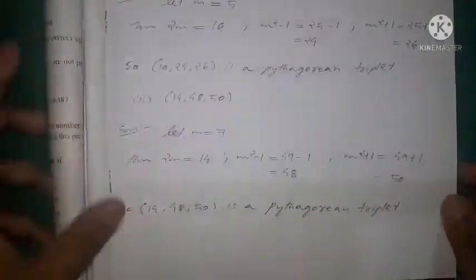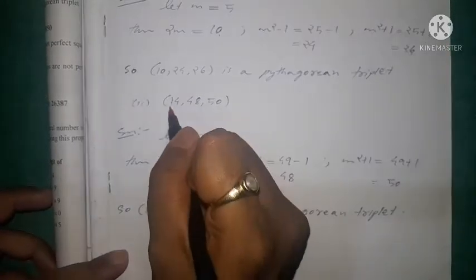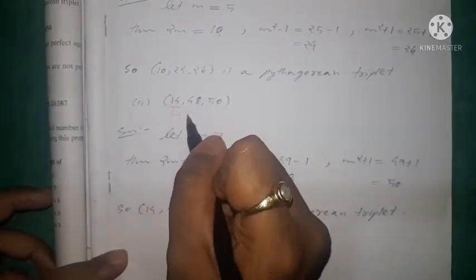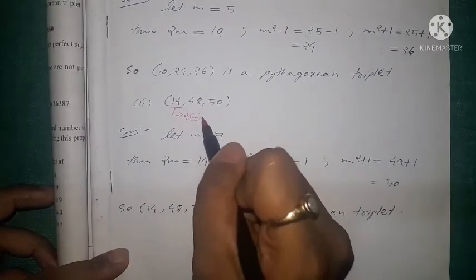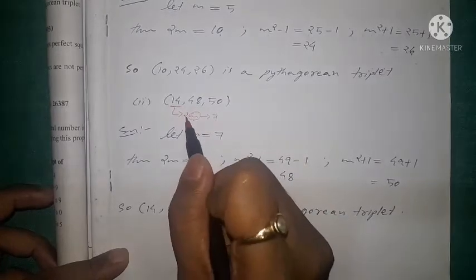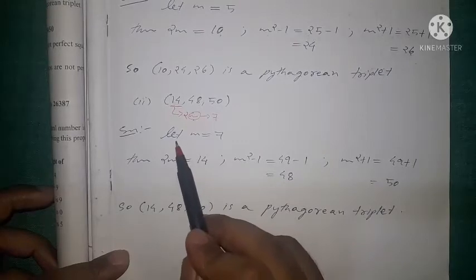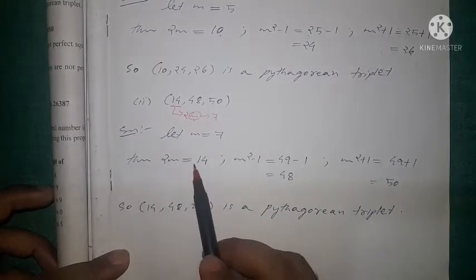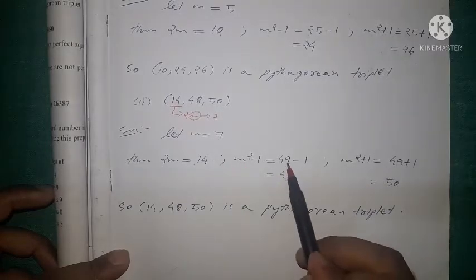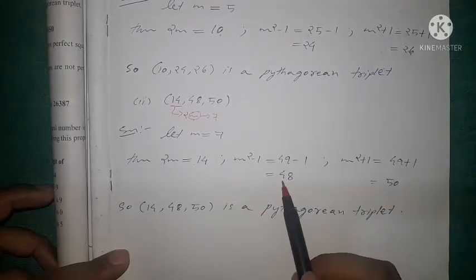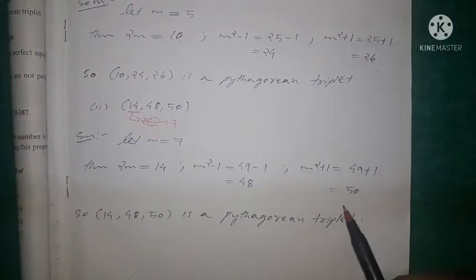Again for the second question, it is given 14, 48, 50. So here it is given 14. If we take it as twice m, that means the value of m we must take as 7. Then 2 into 7 is equal to 14. So let m is equal to 7, therefore twice m is equal to 14. Again m square minus 1 is 7 square, which is 49, minus 1 equals 48. Again m square plus 1, which is 49 plus 1, is equal to 50.